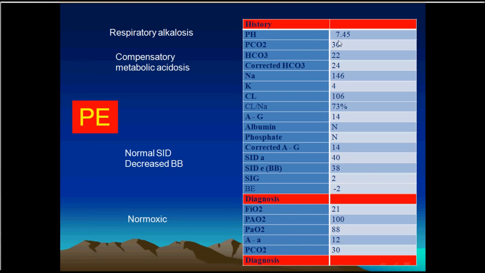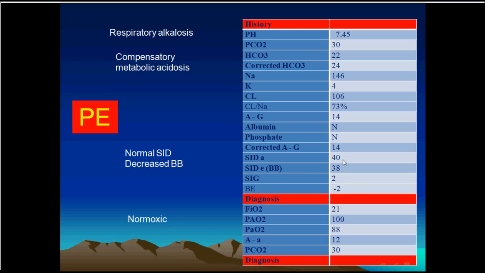The pH of the patient, the actual pH, is 7.45. Carbon dioxide is 30, bicarbonate is 22, and the sodium, potassium, and chloride are normal, and the ratio between the chloride and sodium is normal. When you look at the anion gap in this patient, the anion gap is sodium minus chloride plus bicarbonate, and it is 14. So the corrected bicarbonate for this patient is bicarbonate plus the anion gap minus 12. So the corrected bicarbonate is 24. So this is the patient before the onset of this problem. His bicarbonate was normal, it was 24. So this is an important point.